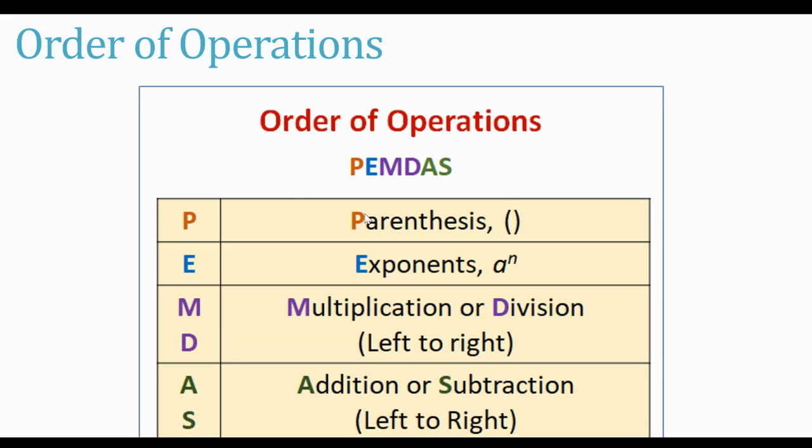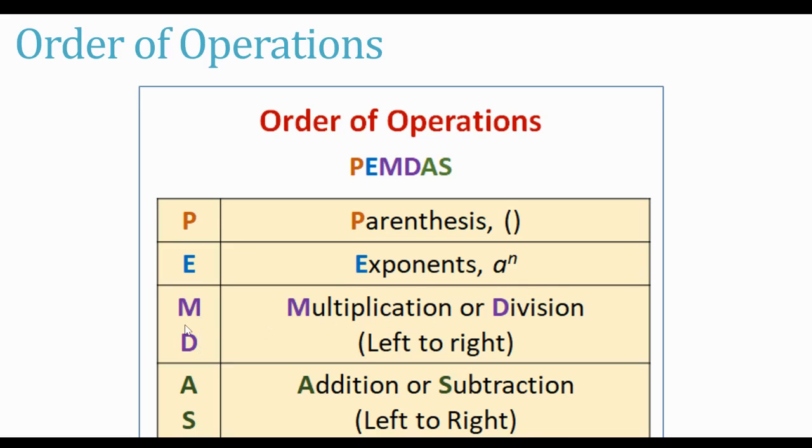P stands for parentheses, and remember that means what's inside the parentheses, not what is outside the parentheses, so you're supposed to simplify whatever's inside the parentheses first. Then you check for any exponents. If there's any exponents, you're going to simplify those exponent values. Then you're going to check for multiplication or division.